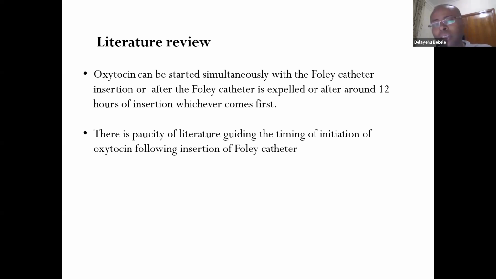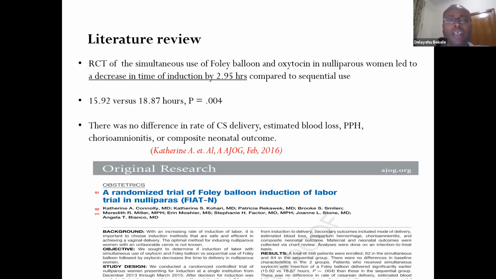So in one RCT done by Catherine A. Connolly and her colleagues, the simultaneous use of Foley balloon and oxytocin in nulliparous women led to a decrease in time of induction by close to 3 hours compared to the sequential use. And there was no difference in the rate of cesarean section delivery, estimated blood loss, PPH, chorioamnionitis, or composite neonatal outcome.